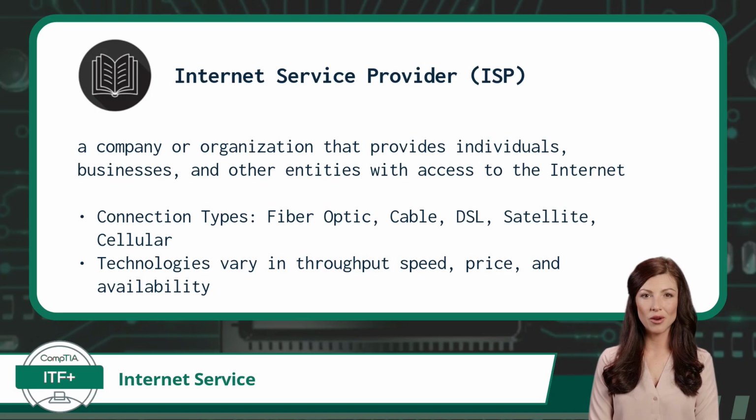They typically offer a range of subscription plans that vary in terms of throughput speeds and pricing to meet the needs of different users. Another consideration is location. Not all connection types are available in all areas. Now that we know what an ISP is, let's discuss each of the available connection types, one at a time.